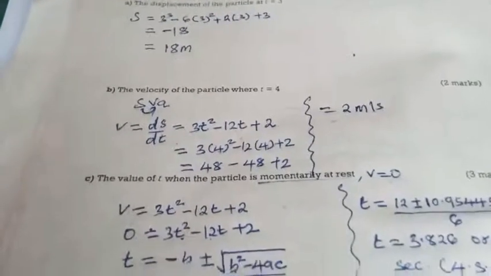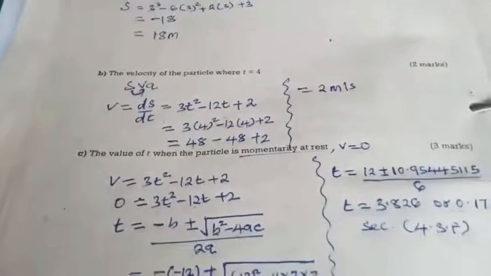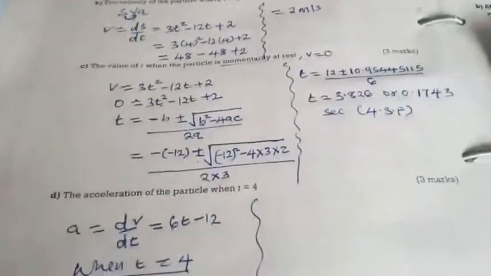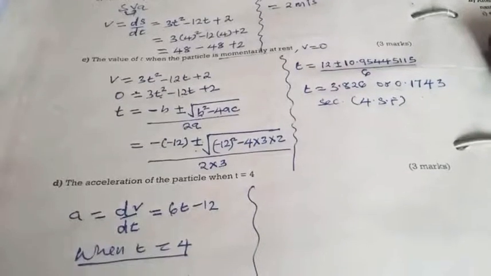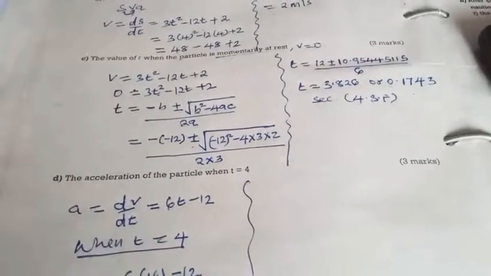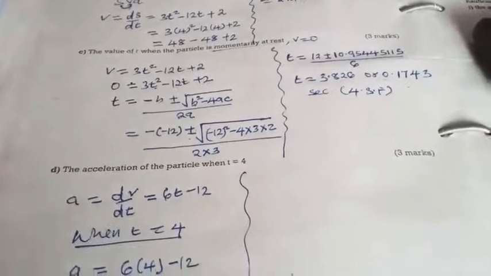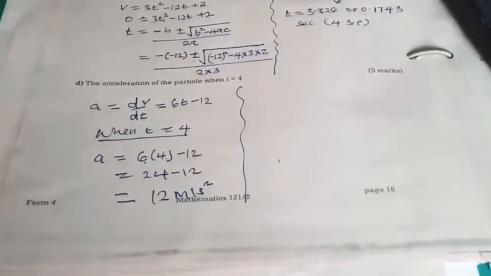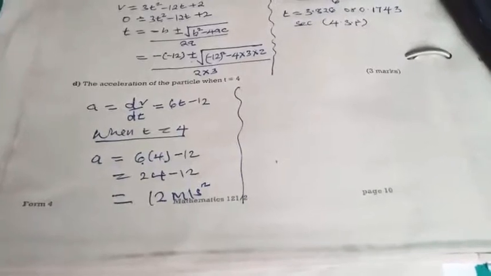And that is the end of this question. Starting from part A, the answer is 18 meters. We ignore the negative because the particle was moving in the opposite direction. Part B, 2 meters per second. Part C, the answer is t = 3.826 or 0.1743 seconds to 4 significant figures. Part D, the answer is 12 meters per second squared.